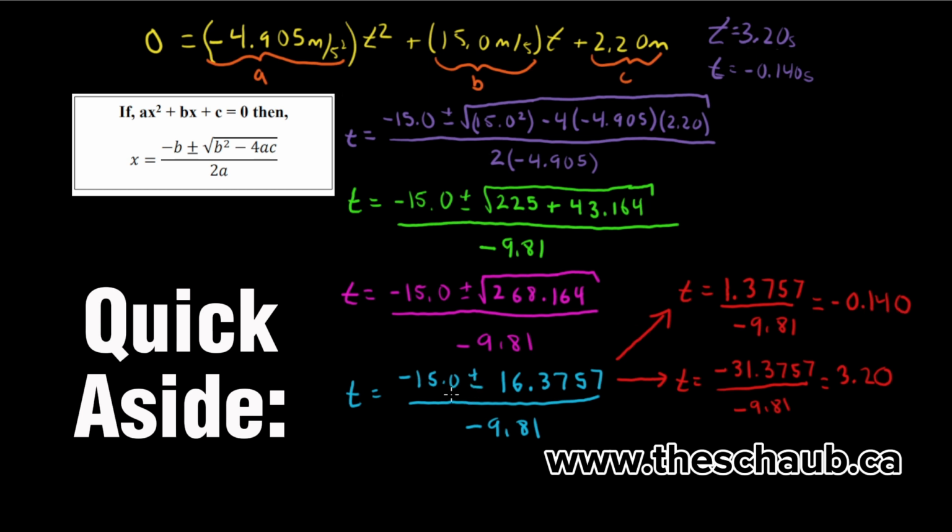If we subtract here, we go negative 15, subtract 16.3757. That gives me my second root here. So the top becomes negative 31.3757. We divide that by negative 9.81, and we end up with our second root for time of 3.20. So that's where the roots come from.